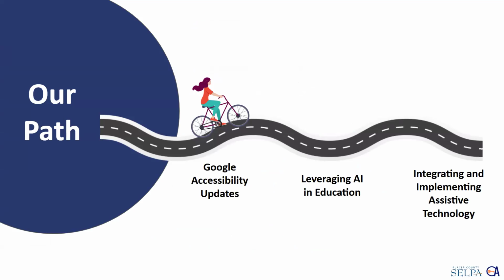So today we're going to navigate key areas of accessibility and innovation in education. We're going to dive into Google accessibility updates, exploring the latest tools to enhance accessibility for all learners. And then we will discuss ways to leverage AI in education by examining how AI supports personalized and inclusive learning. And then we're going to wrap it up by discussing practical ways to integrate and implement AT for student success. So each step is bringing us all closer to a more inclusive classroom. So let's dive in.